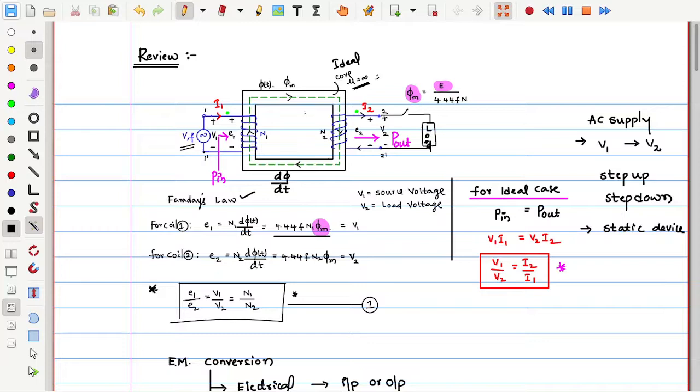Because it is a static device, we have very high efficiency in comparison to all the remaining electrical devices. The transformer efficiency is very high. So keep these points in mind in understanding the transformer.